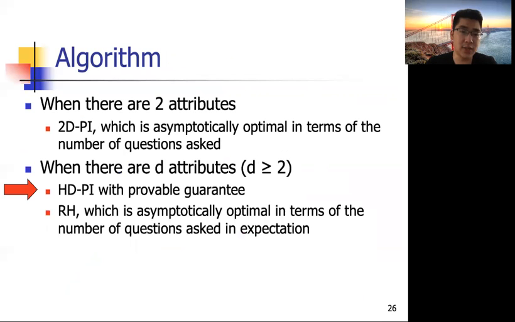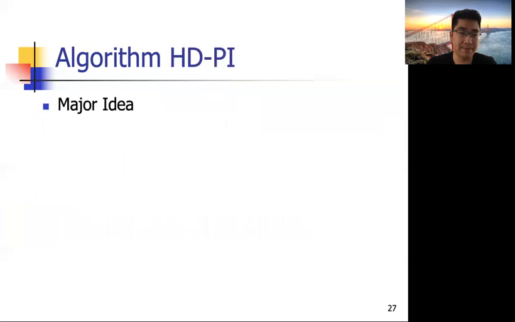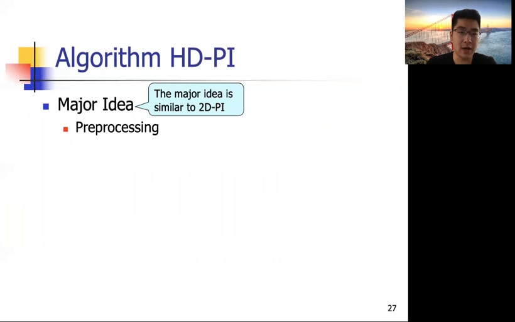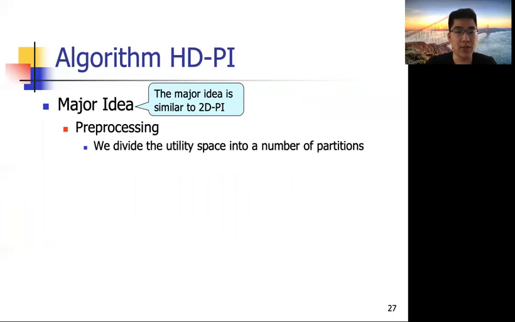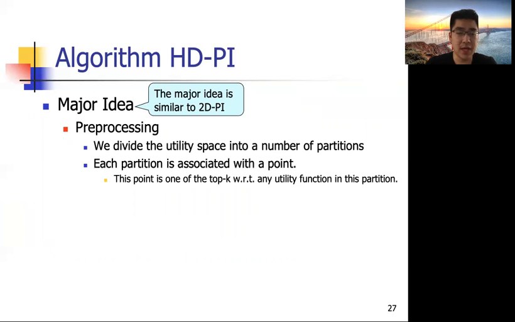The second algorithm is HD-PI. This algorithm is similar to algorithm 2D-PI. It also has 2 steps. First, pre-processing. We divide the utility space into a number of partitions. Each partition is associated with a point. This point is one of the top k points with respect to any utility function in this partition.